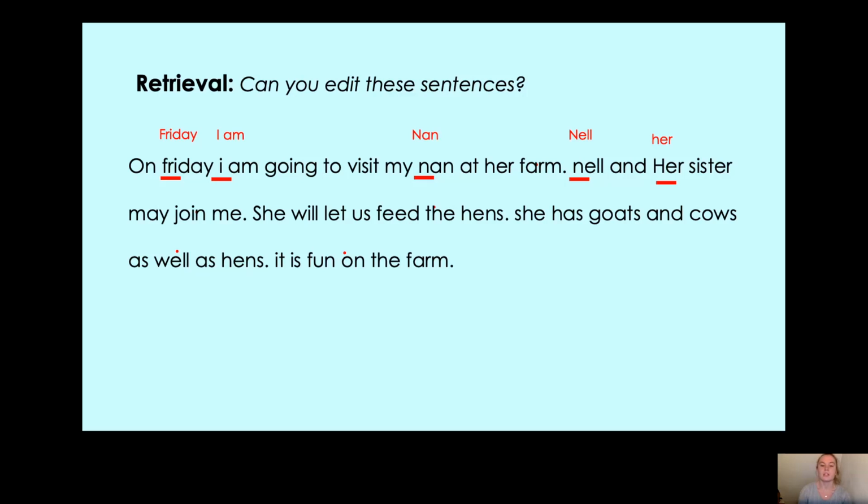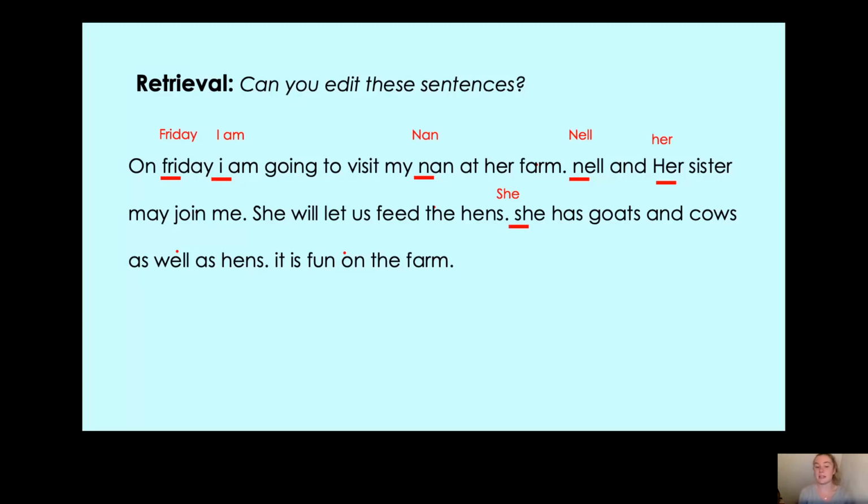Okay, she will let us feed the hens. Okay, so I've got my capital letter at the start of my sentence. Do I need to change anything else? No, I think we're good with that sentence because we don't need one for hens because that's not a name. Okay, next sentence. She has goats and cows as well as hens. Okay, do we need any capital letters here? Yes, we do, don't we? At the start of our sentence, that needs to be a capital letter.